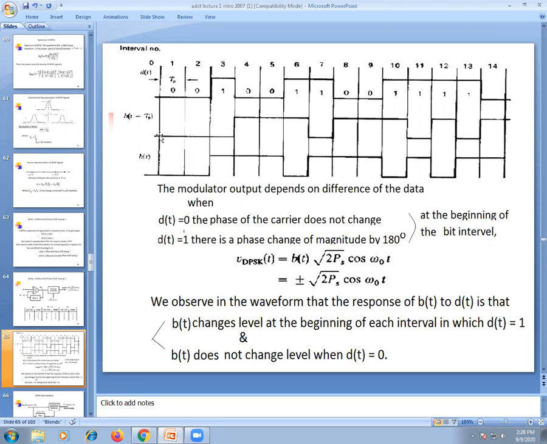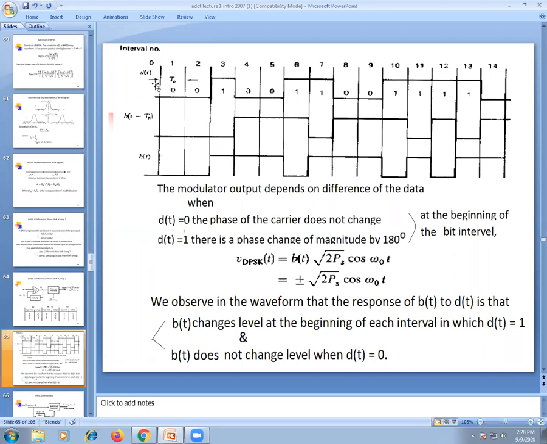Simply, we can observe d(t) and v(t). Eliminate the middle one. This observation is important because it gives the concept of DPSK. Observe d(t) and v(t).